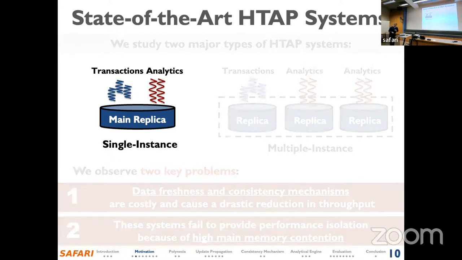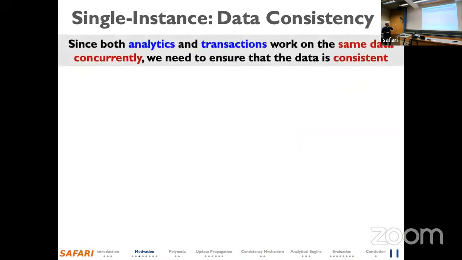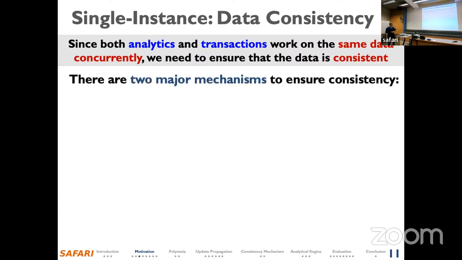We start with the analysis of the single instance HTAP systems. Since in the single instance HTAP system both analytical and transactional engines work on the same copy of the data, we need to make sure that the data is consistent across both analytical and transactional threads or processes.